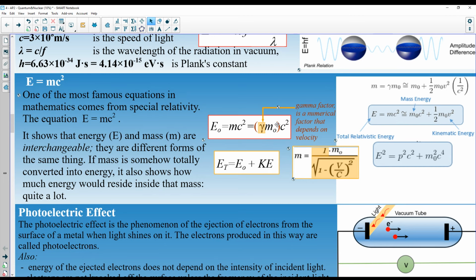So it's the gamma factor times the rest mass. The gamma factor depends on the velocity of an object. As the velocity of an object increases, your denominator becomes equal to 0, and 1 over 0 gives infinity. So for higher velocity of an object, the mass increases to infinity.